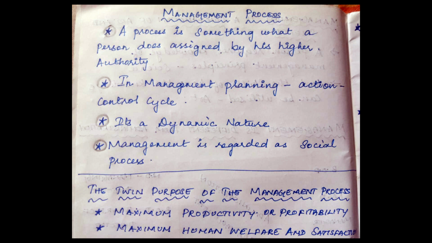Okay, next we go on with the twin purpose of the management process. The first one is maximum productivity or profitability. This is the main goal of each and every organization, isn't it? All organizations need profit and are working towards a profit, right? And productivity is the main thing. If you get more productivity, the profit will be more.